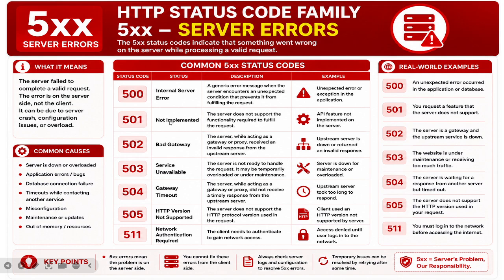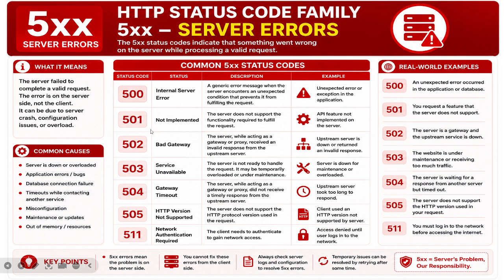For example, if you are using a Python backend or any backend and it collapses, if you are running any project on localhost and your backend crashes, at that time if you are sending a request from the front end but the backend crashes, you can see a 500 error status code, which means internal server error. For example, an unexpected error or exception in the application.